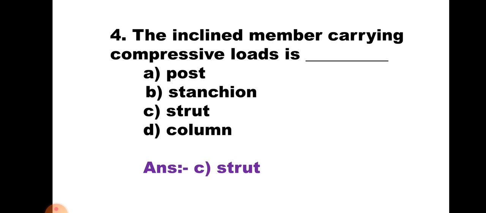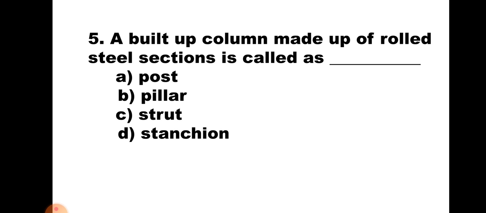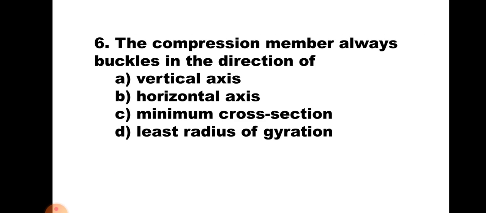Question number 5. A built-up column made up of rolled steel sections is called as A, post, B, pillar, C, strut, and D, stanchions. In steel structures, generally the columns which you see on the railway stations are steel columns made up of angles and bars and flats. Such a standard section, which is a very heavy column, is known as stanchion, and the correct answer of this is D, stanchion.